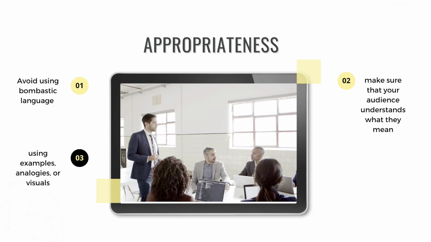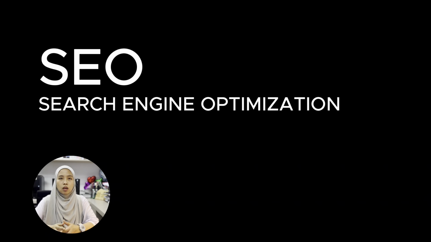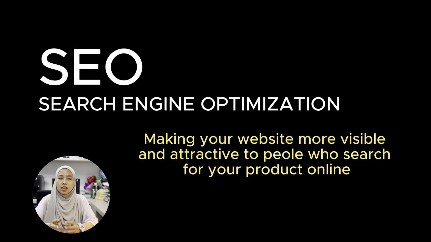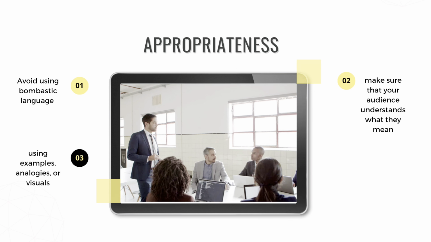For example, if you are using an acronym like SEO or Search Engine Optimization, you could say SEO means making your website more visible and attractive to people who search for your products or services online. Therefore, use simple and common terms that are easy to understand for you and of course your audience.